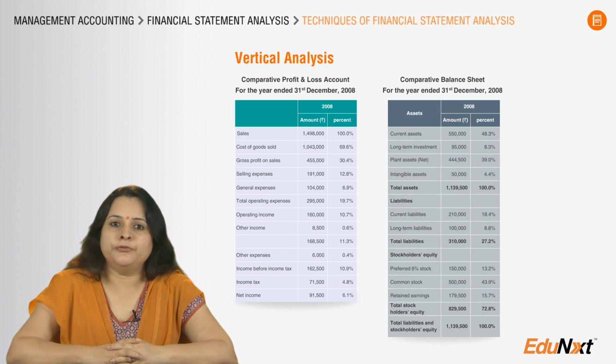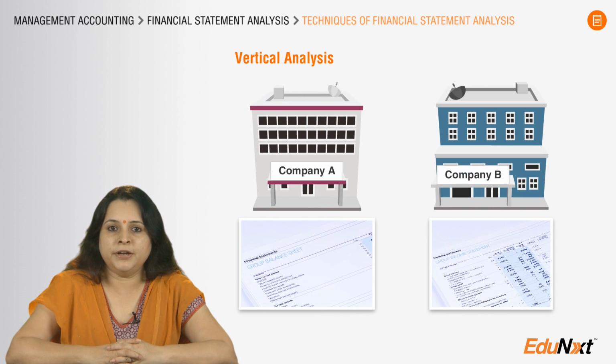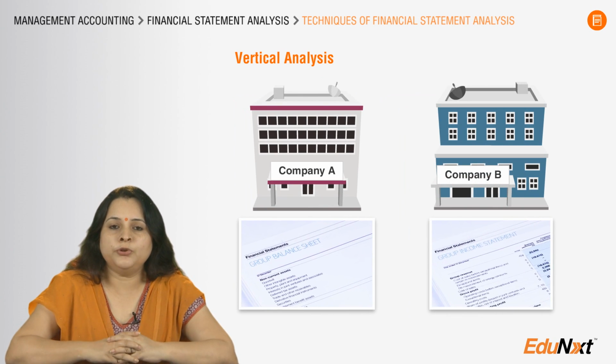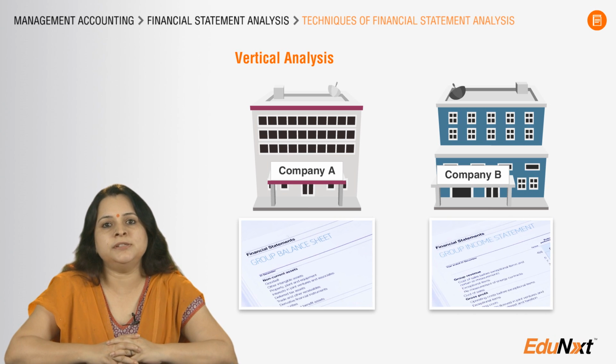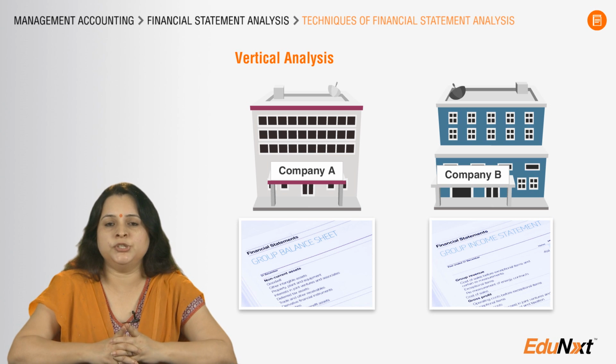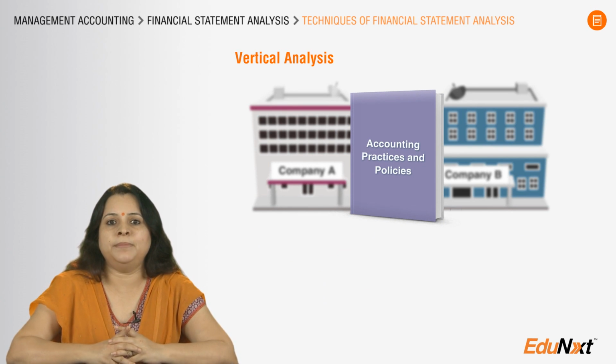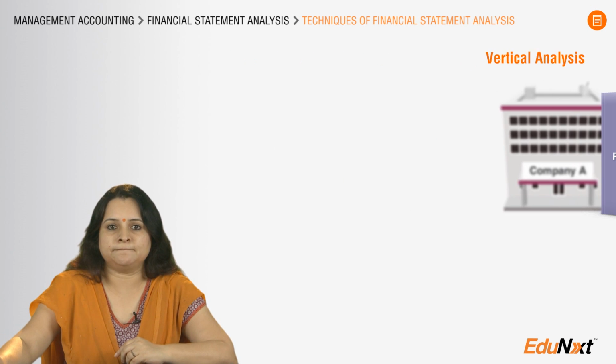One of the advantages of vertical analysis is that it is useful for studying comparative financial position of two or more businesses operating in the same industry. However, for the intercompany comparison to be meaningful, companies should follow the same accounting practices and policies.